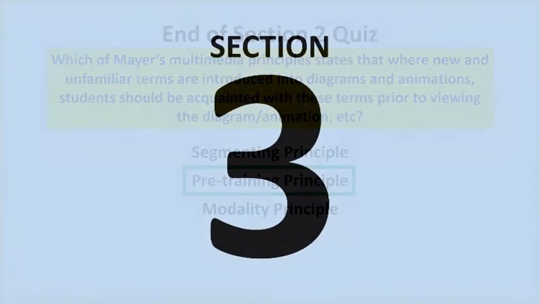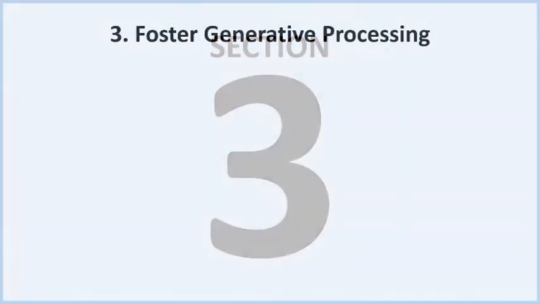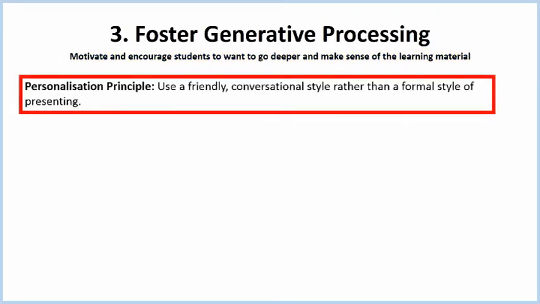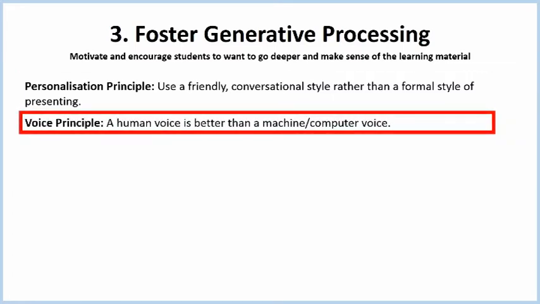Okay, section 3. And Mayer here is interested in the fostering of generative processing, by which he means we've made sure we're not distracting students, we've made sure that we're not overloading students, but now how can we motivate and encourage students to want to make sense of the material we're presenting to them? And here he uses 2 principles. The first is the personalization principle, in which he says let's use friendly conversational styles rather than very formal styles, and make sure we narrate with a human voice rather than with a computer voice.